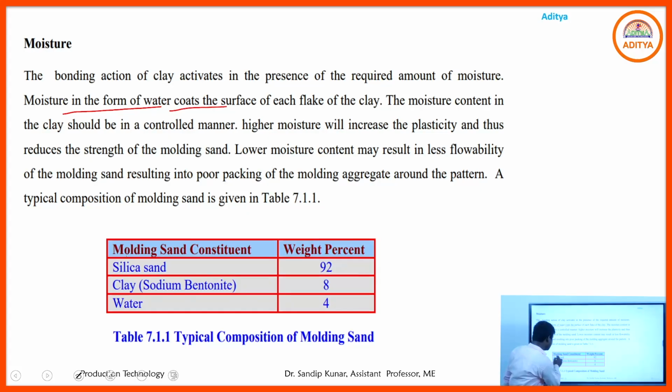So what is the molding sand composition? By weight percentage, silica sand is 92, clay sodium bentonite is 8, and water, that is the moisture, is 4%. That is the typical composition of that particular molding sand: 92, 8 and 4.